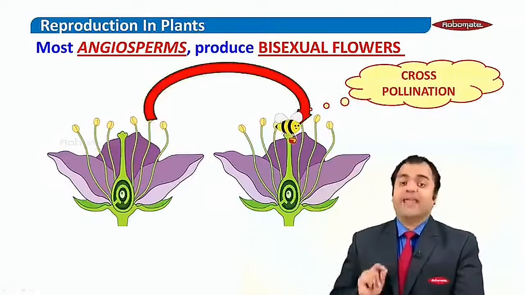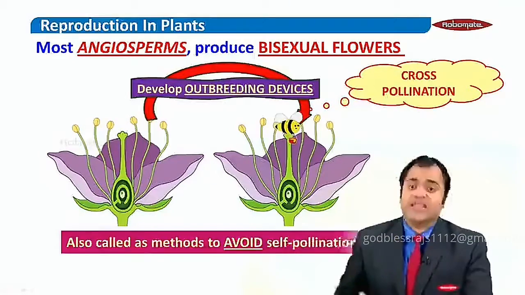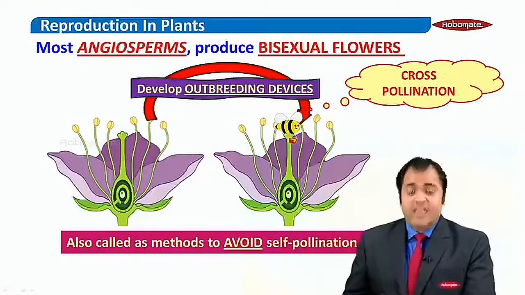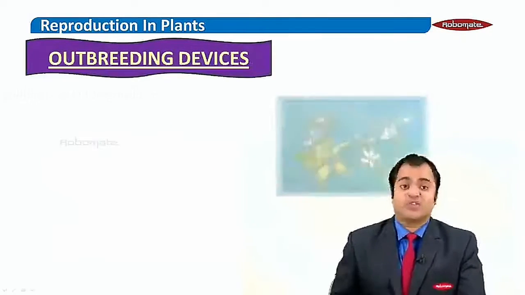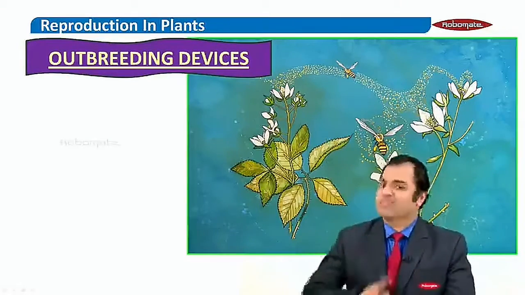And these plants then develop something called outbreeding devices, or you can also say they are basically methods to avoid self-pollination. So let us see what are some of the outbreeding devices you will see in angiosperms. What you see behind me is a beautiful case of outbreeding or cross-pollination.